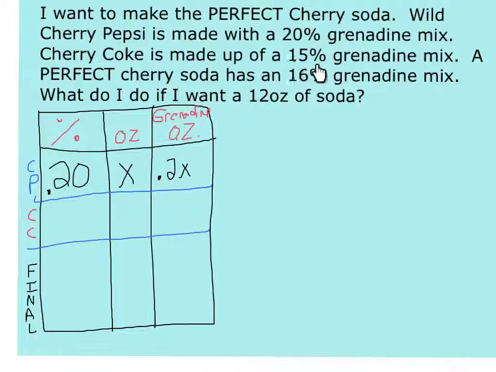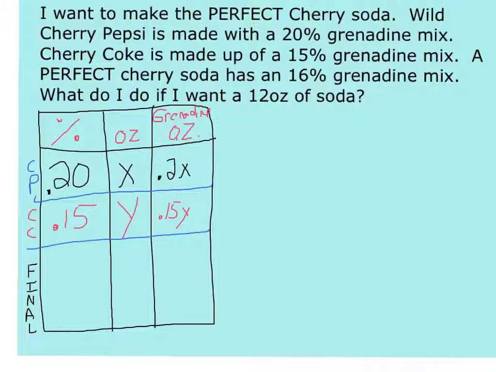Next, I need to do cherry Coke. Cherry Coke is 15%, so I'm going to fill that in right here: 0.15. And instead of x, I'm going to say y because it's a different kind of soda. And just like I did above, I'm going to multiply those together.